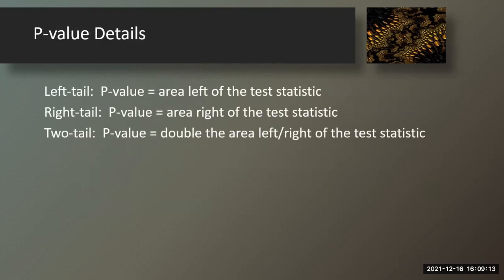And I'll note that if it's a left-tailed test, the p-value is the area to the left of the test statistic. The right-tailed test, the p-value is the area to the right of that test statistic. And the two-tail test, the p-value is double the area that you might find either to the left or the right of the test statistic, depending on the side. So let's take a look at an example.